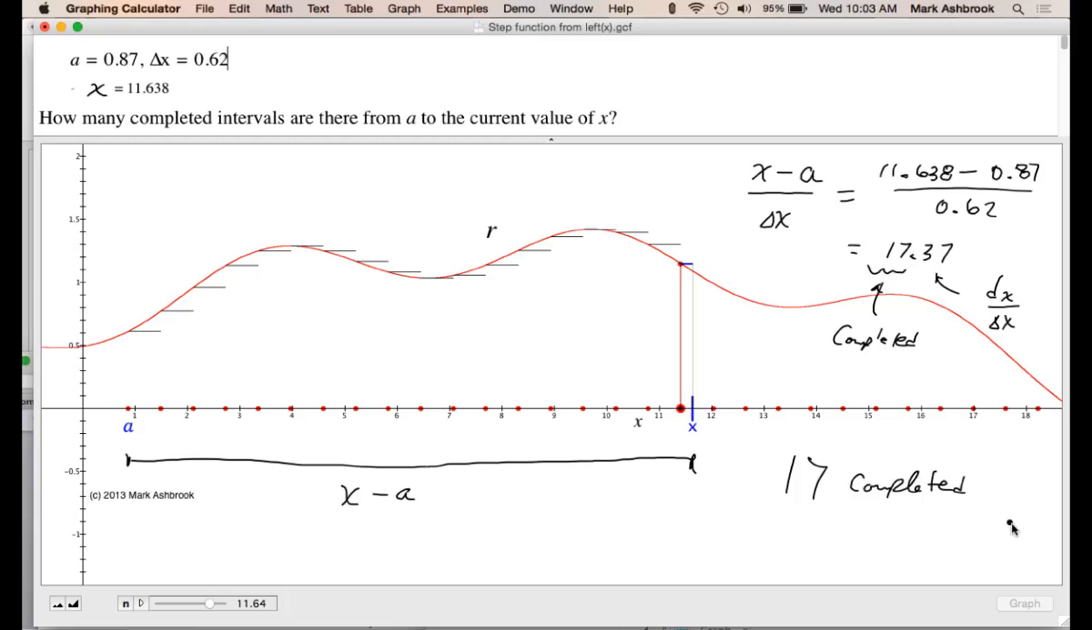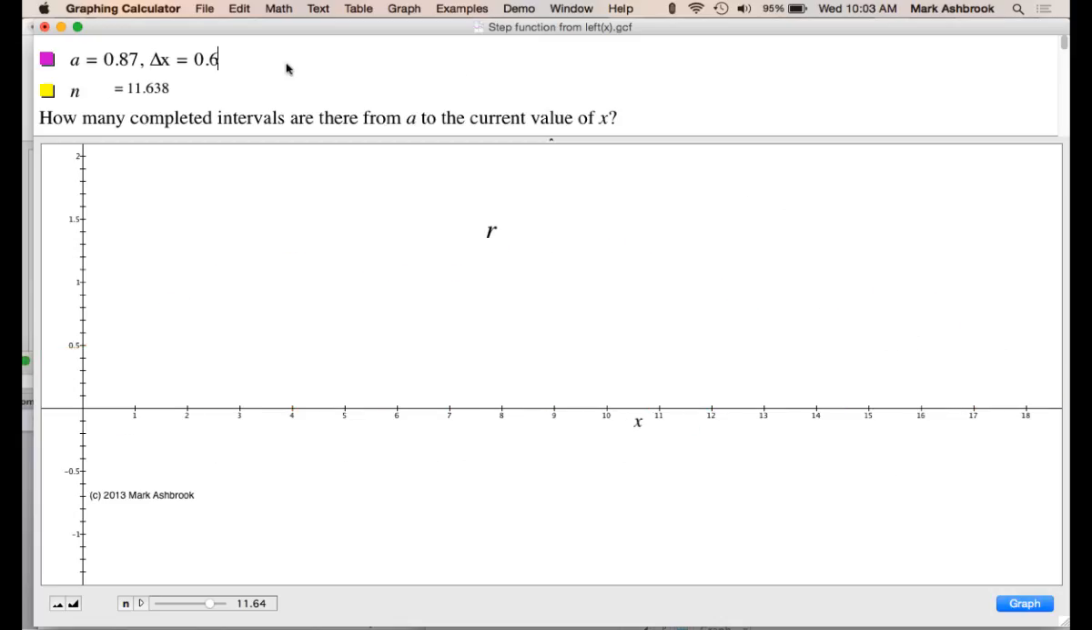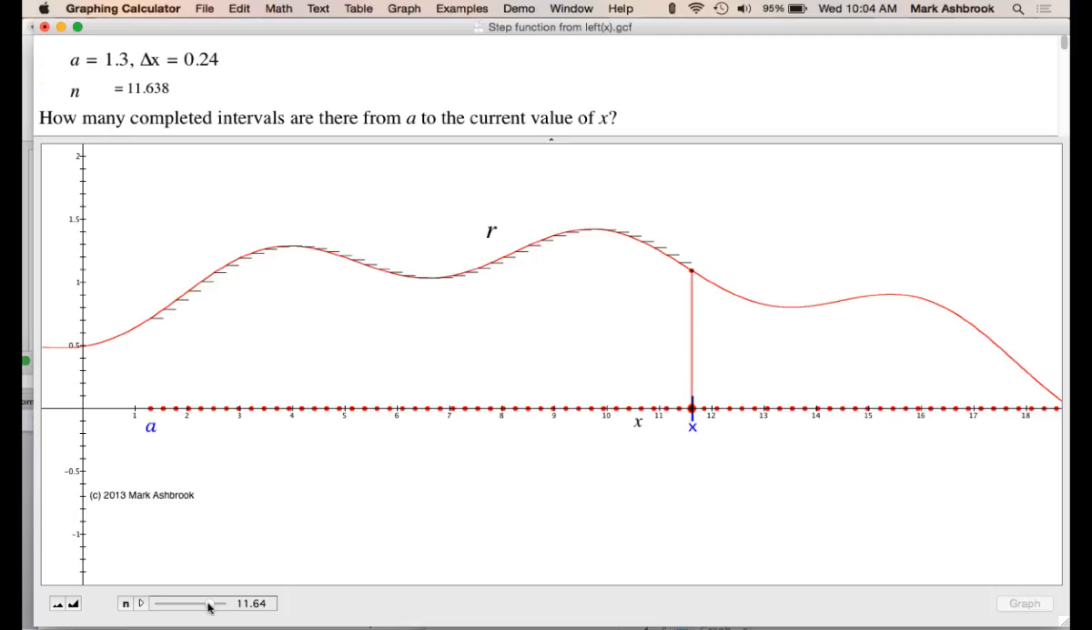And so let's do just one more, just make sure we got it. Let's make it more interesting. Let's start at a different a value. How about 1.3? Start at 1.3. We'll have a delta x of 0.24. There we go. That's a good one. And x is 14. Okay? So we're going to go from 1.3 to 4. The current value of x is 14, and a is 1.3. Delta x is 0.24.